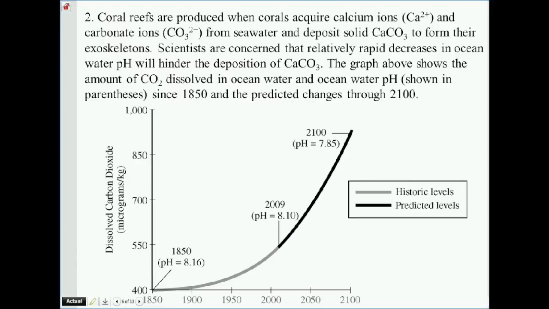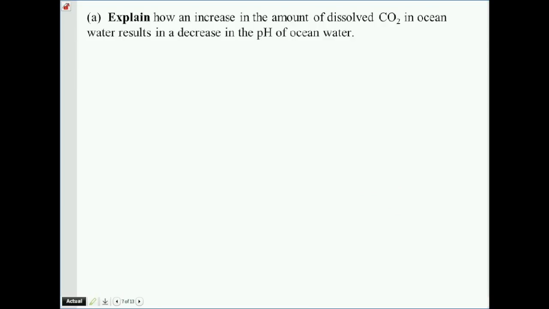This is the background information that they give you. You can see the pH is decreasing as the carbon dioxide is increasing. Then they want you to explain how the amount of dissolved CO2 in the ocean results in a decrease in the pH of ocean water. So basically, you need to explain what's forming. Carbon dioxide reacts with ocean water and forms carbonic acid, which you show with the equation, or you could do the words.